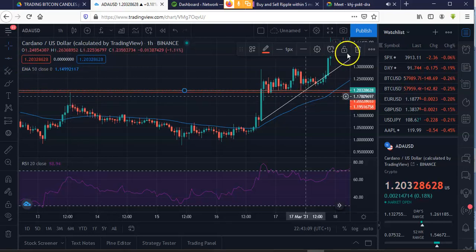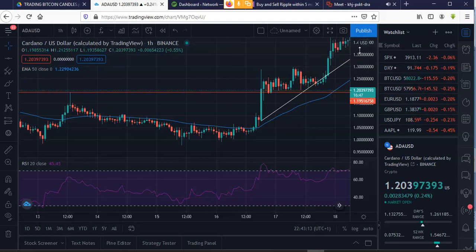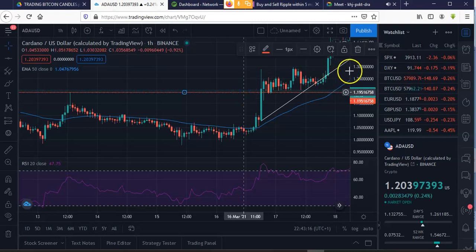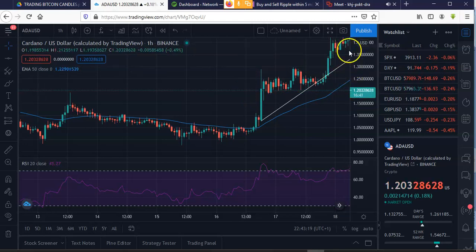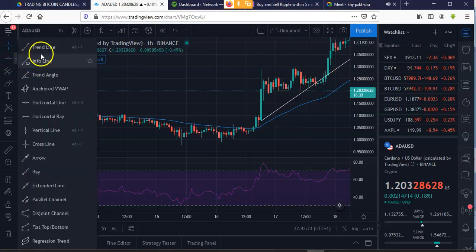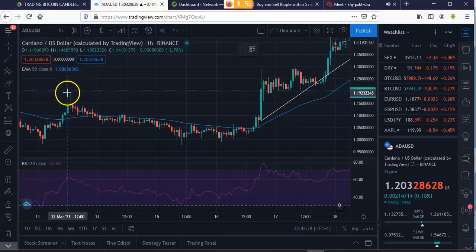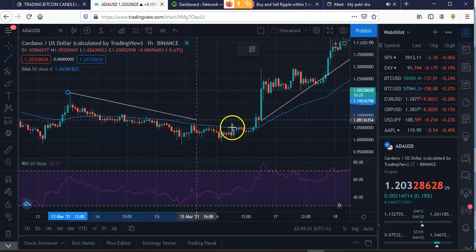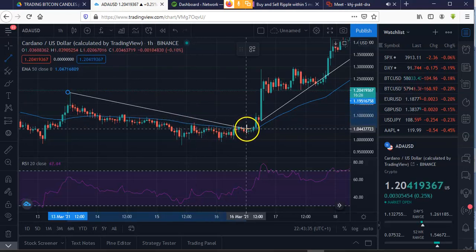Oh, what was that? Okay, my bad. I'm drawing a horizontal line. Okay, so test this TradingView out and go through all of these tools, because I cannot begin to talk about them one after the other. So just do it by yourself. So if I draw a line here, you can see that it has been on the down side.